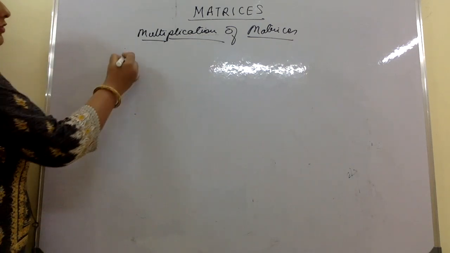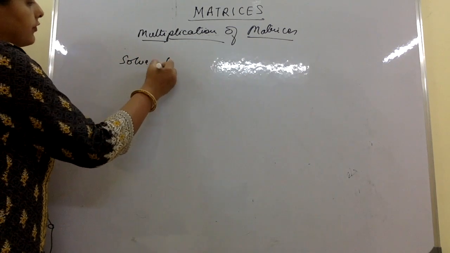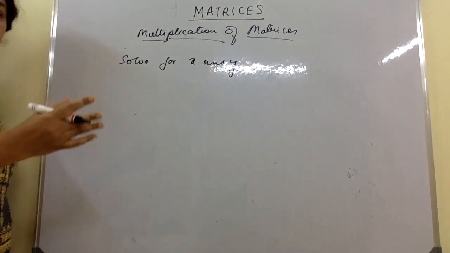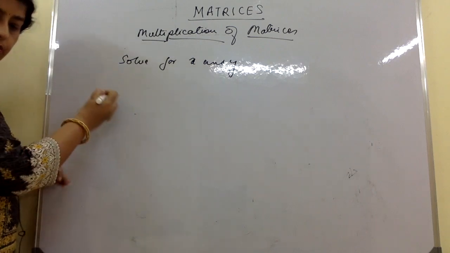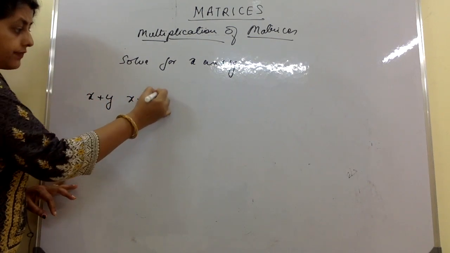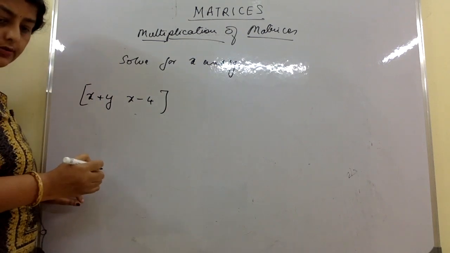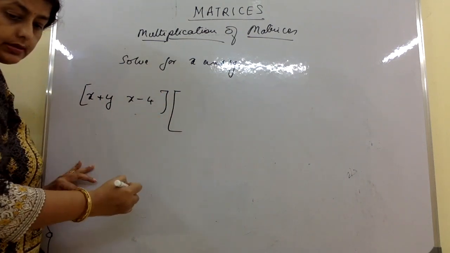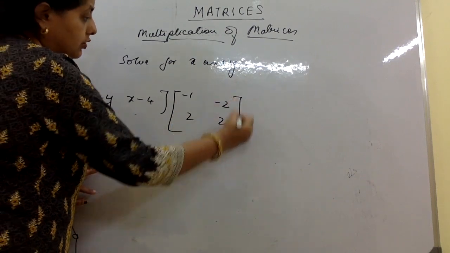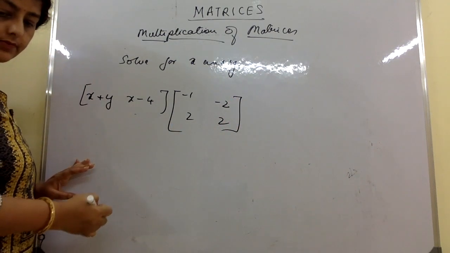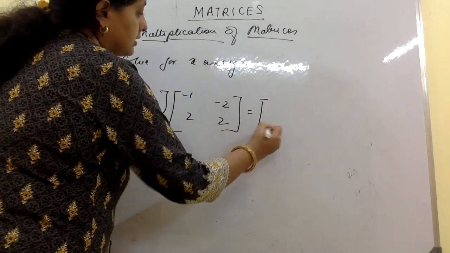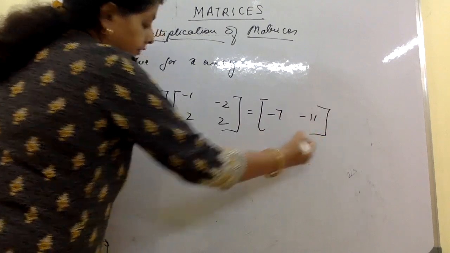Solve for x and y. Now very often this type of questions are asked. So here it is x plus y, x minus 4. So this is a row matrix. Okay, and here it is minus 1, minus 2, 2 and 2. And they are saying that is equal to minus 7, minus 11.